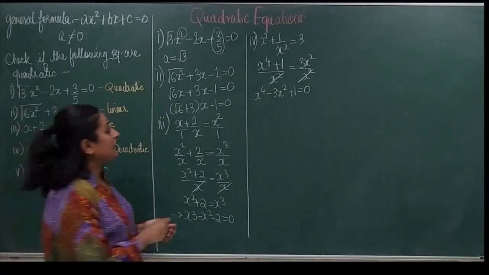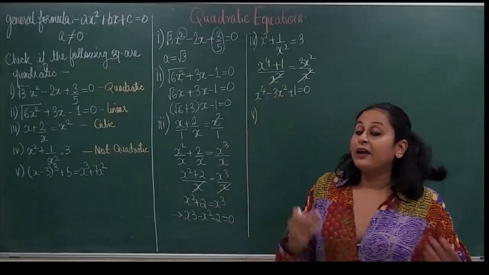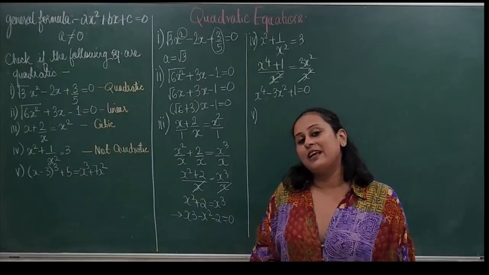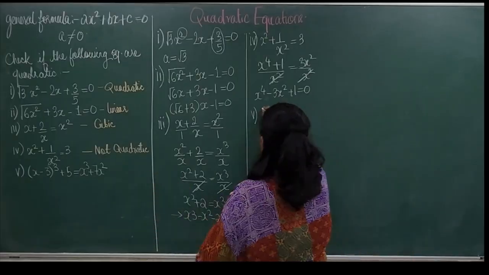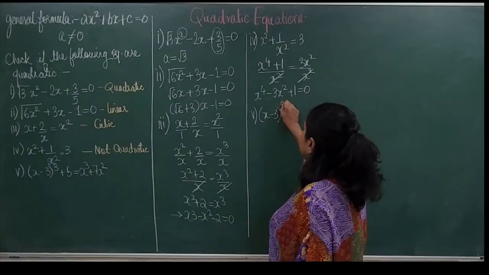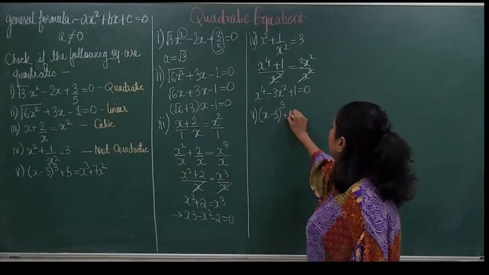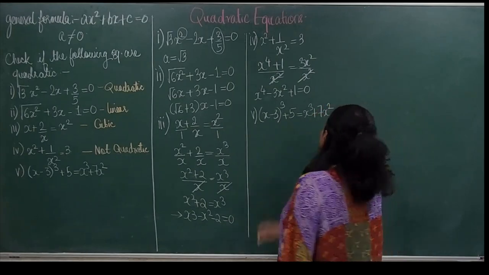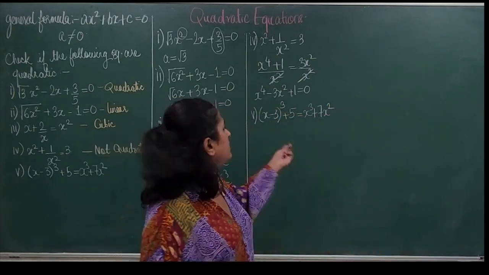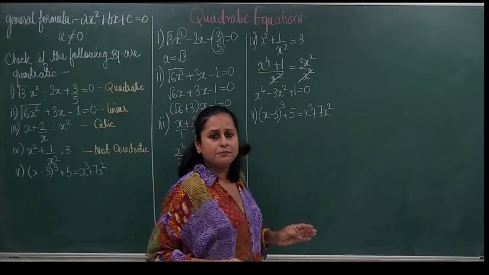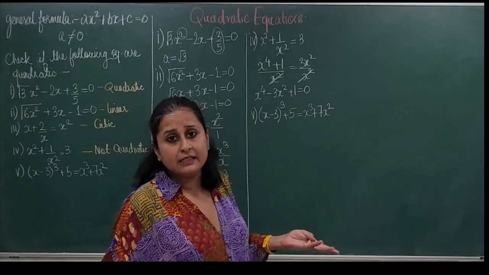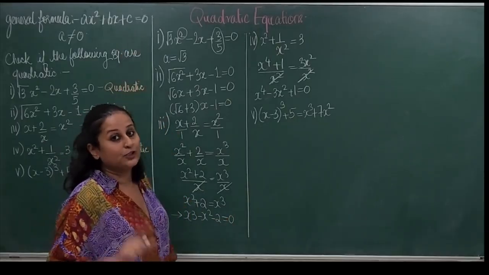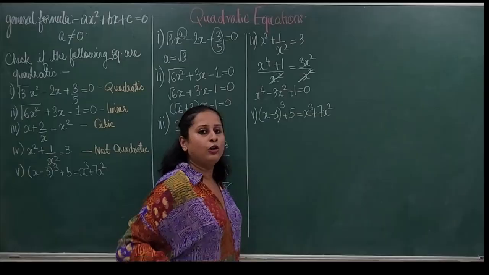Alright, let's look at the last problem of this type where we are trying to identify by placing these conditions on the equations to see if they are quadratic or not. X minus 3 cube plus 5 is equal to x cube plus 7x square. Don't be in a hurry to just look at the powers, the highest power in the sum when it is given as it is. You will have to first standardize it to check if it is a quadratic equation or not. So what is x minus 3 the whole cube?